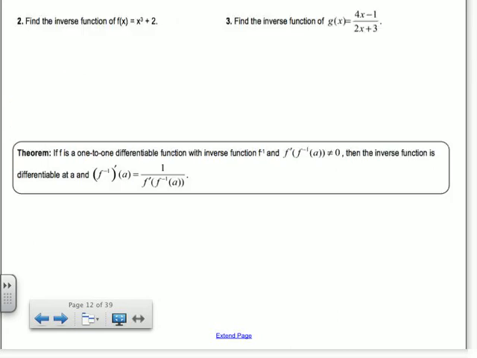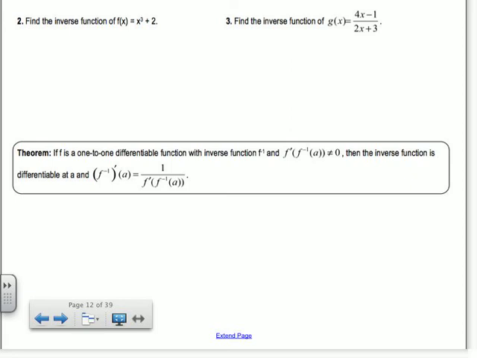So actually finding inverses, it says find the inverse function of f of x equals x cubed plus 2. Do you guys remember the steps to finding the inverse? So replace the f of x with y. Then what? Switch x and y. Solve for the new y. That new y is your f inverse of x, right?